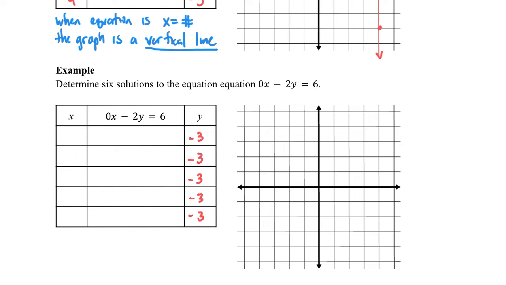Let me show you an example. Let's say x is 3. So 0 times 3 is 0. Minus 2 times -3 is supposed to equal 6. That works. -2 times -3 is 6. So these all have to be -3 in order to subtract 2y and get 6. It doesn't matter what x is. And so when you go to plot these, this time, instead of a vertical line, you're going to get a horizontal line.